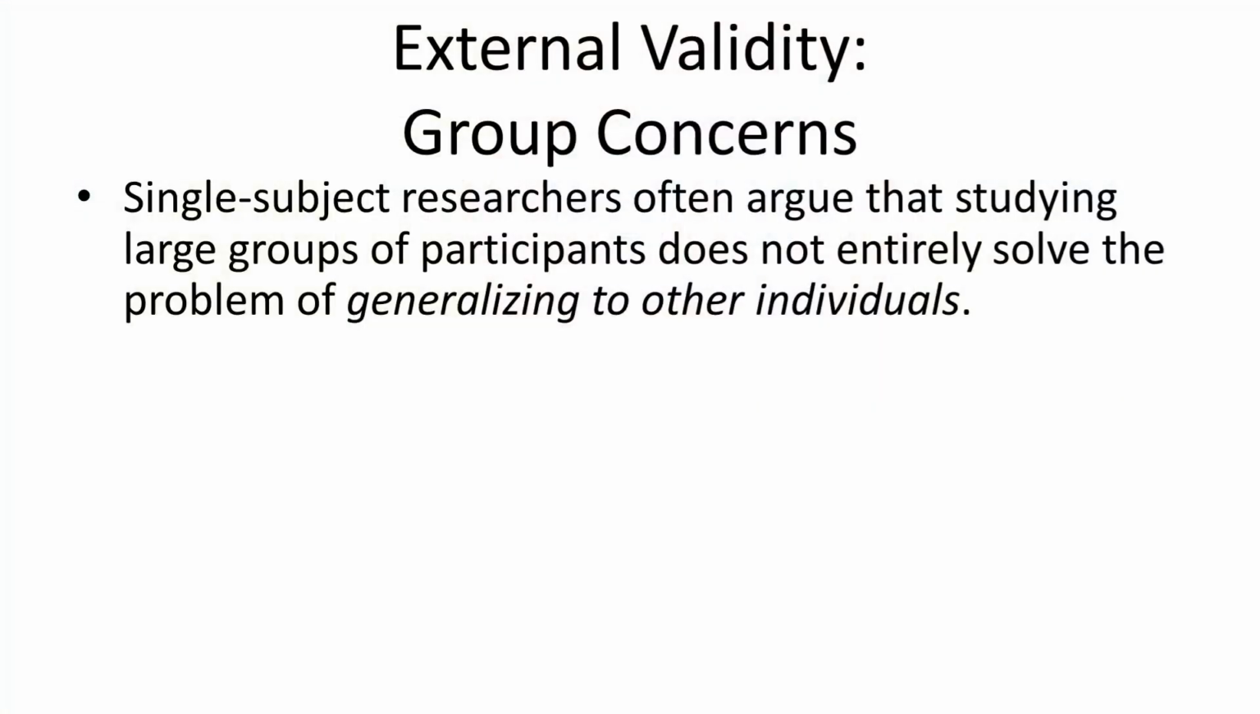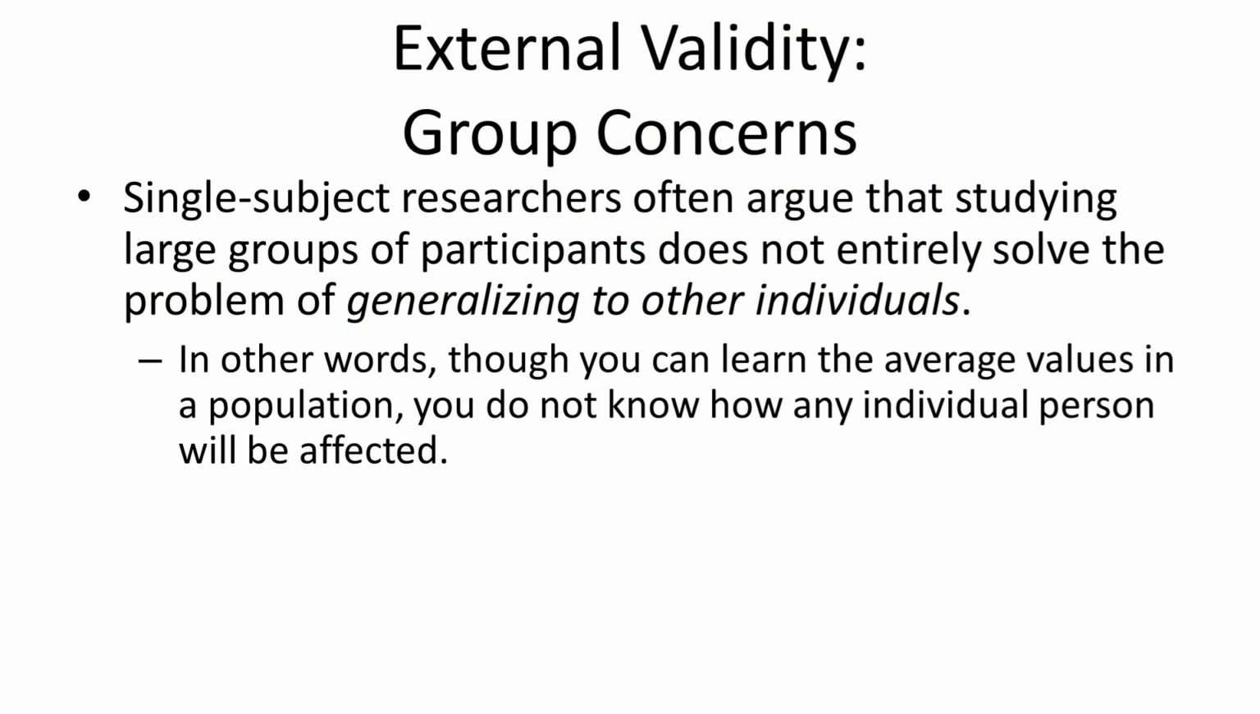We want to learn about Steve. We want to learn about Vanessa. We want to learn about Jessica. We want to learn about individual people. We want to know how this study's results can be applied to an individual person. So that's exactly what these single subject researchers are saying. If all you do is group research, we lose sight of the individual. In other words, you can learn about the average human, but you won't learn about Steve.